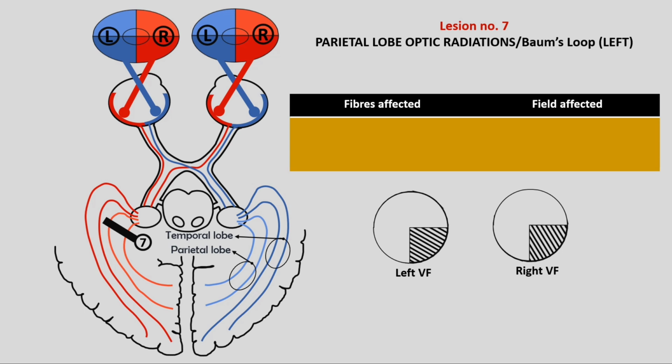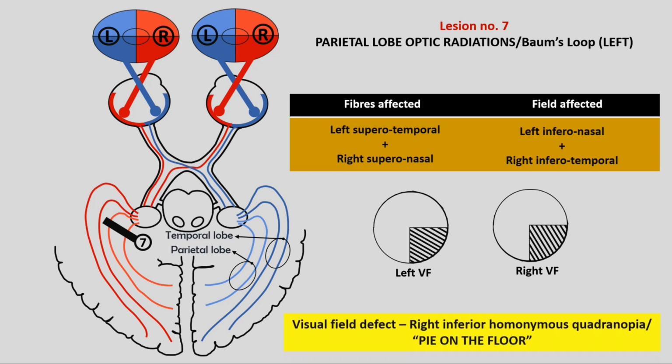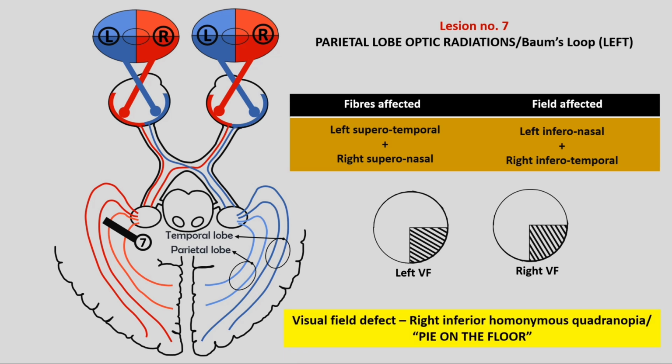Lesion number 7 is at the parietal lobe optic radiations on the left side that carry superior fibers. Remember, only superior fibers. So the fibers affected are left supratemporal with right supranasal fibers, and the affected field will be left inferior nasal field and right inferotemporal field, which is known as right inferior homonymous quadrantanopia and also known as pie on the floor defect.